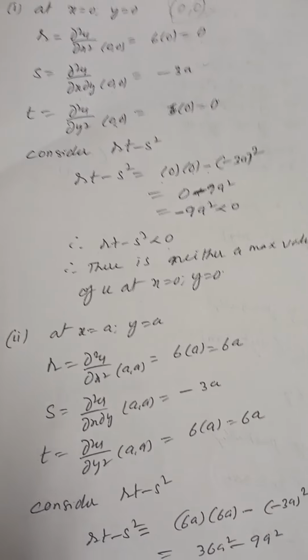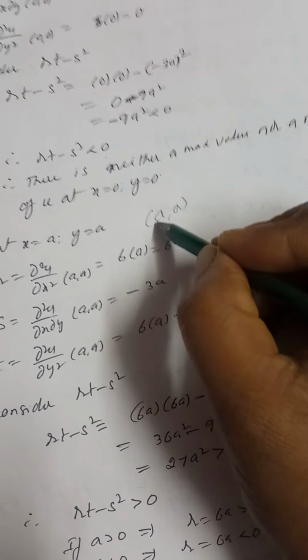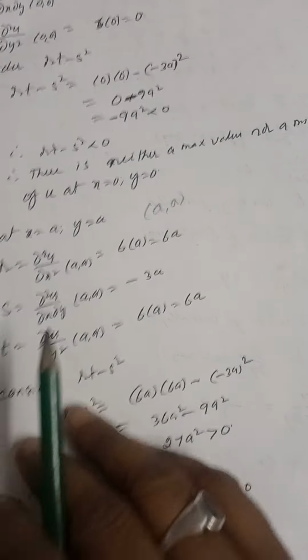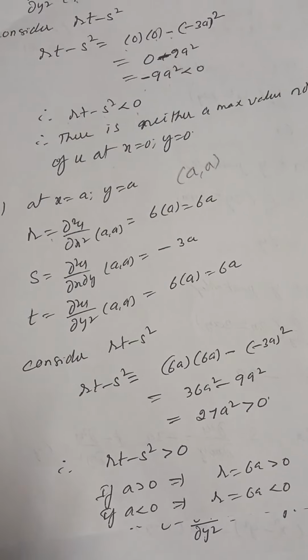Now the next point is (a, a), x = a, y = a. Again we need to calculate the r value at the point (a, a).